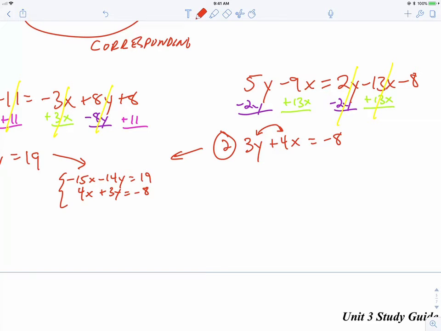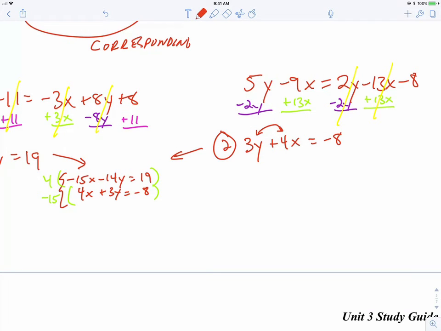If I want to cancel my x's, if I double 15, I get 30, but 4 doesn't go into 30. If I do 15 again, it's going to be 45, but 4 doesn't go into that. And then 15 again is 60. So I'm just going to have to multiply them by each other. You can always do that as a last resort. I'll multiply by 4. I'll multiply the bottom one by negative 15.